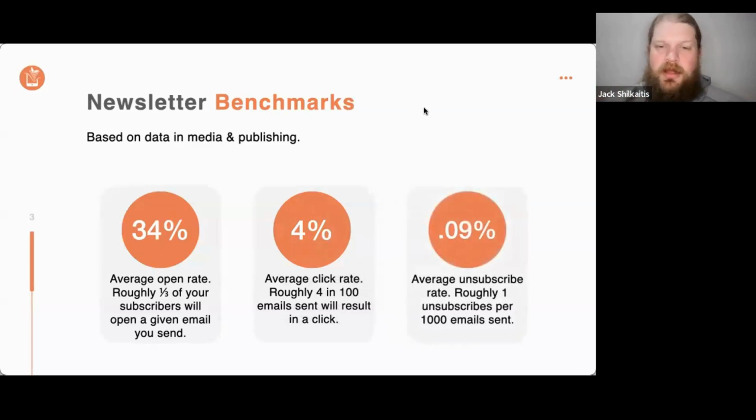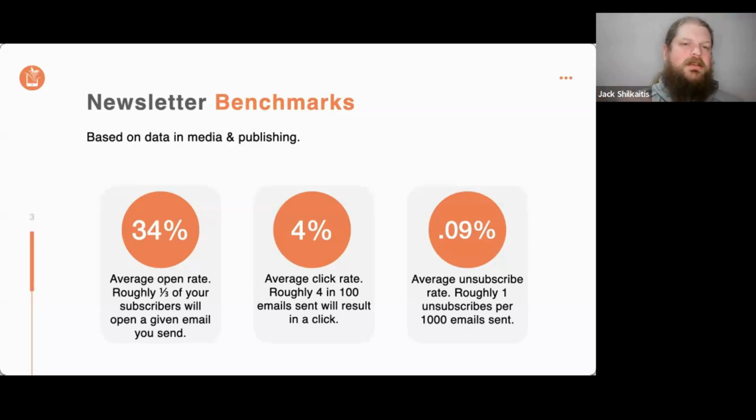The average unsubscribe rate is 0.09%, and unsubscribe rates are complicated. There's actually a formula to calculate this percentage. If you really wanted to know, the unsubscribe rate is the number of unsubscribers divided by the number of emails sent multiplied by 100. So I'm sure everybody can do that math in their heads, right? But that means that roughly one unsubscribe per 1,000 emails sent is roughly where you're looking.